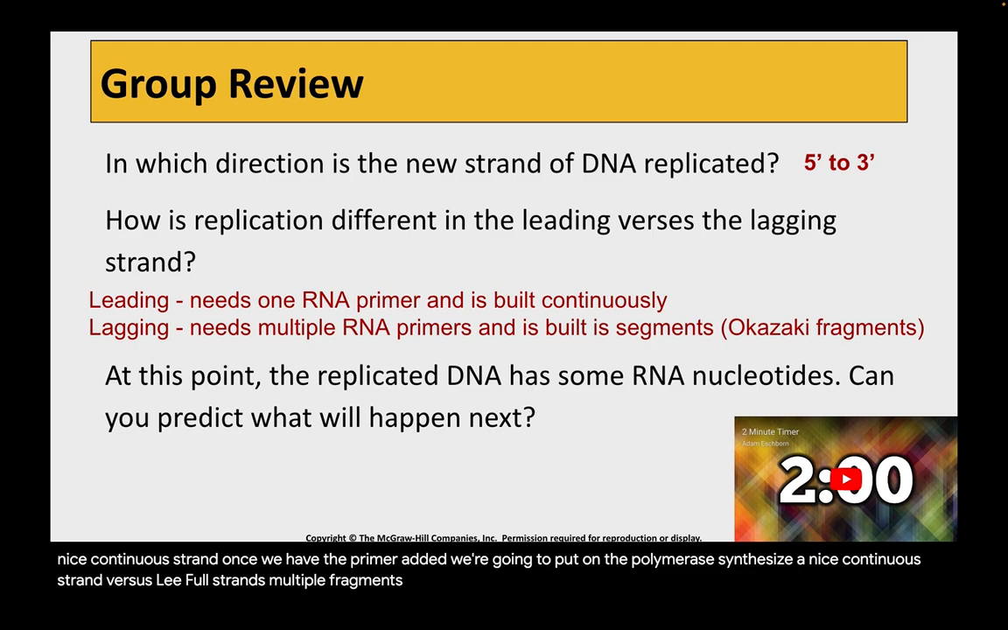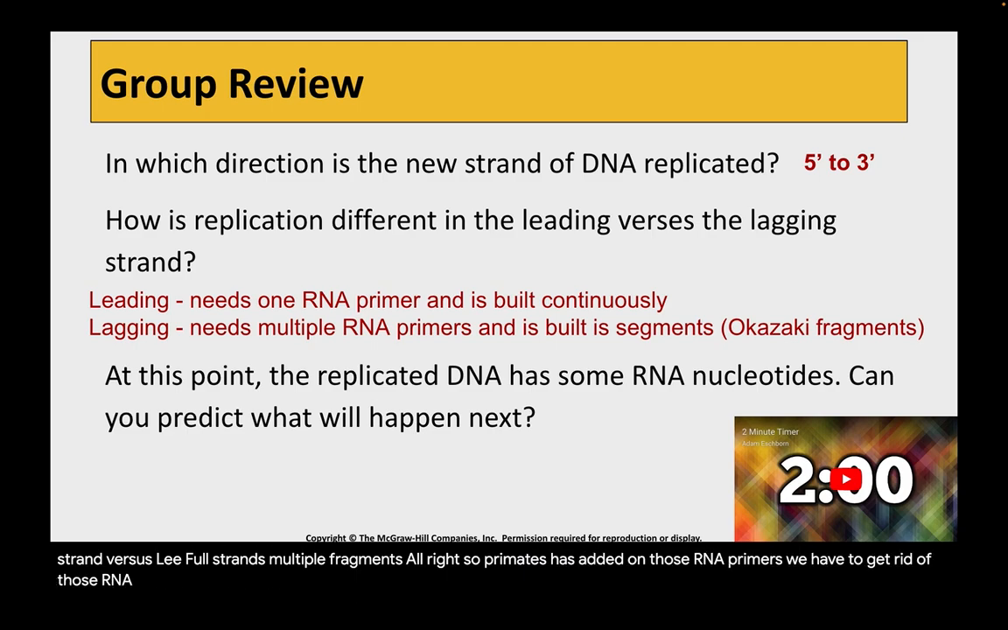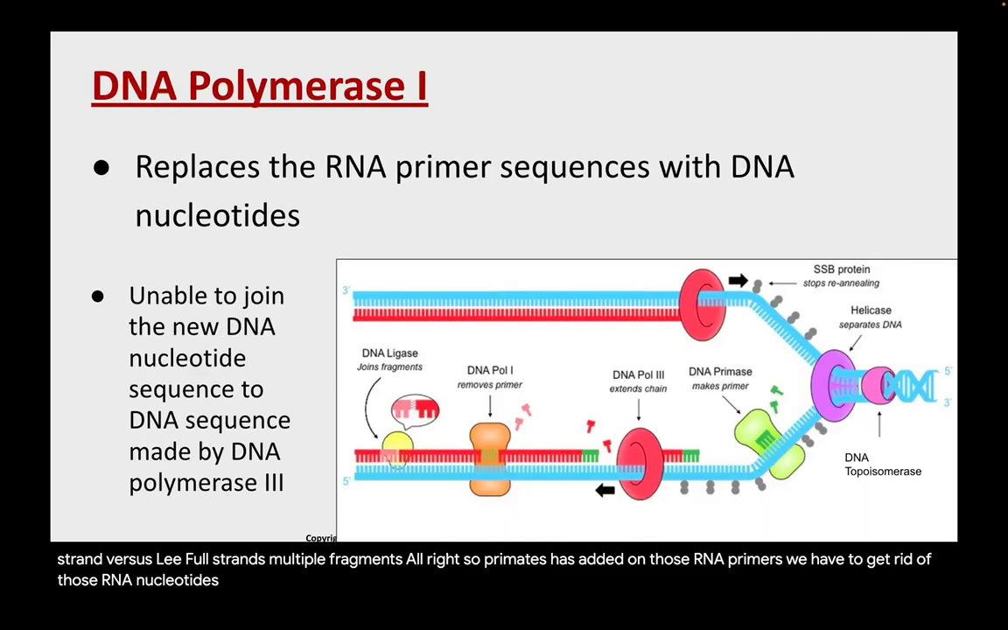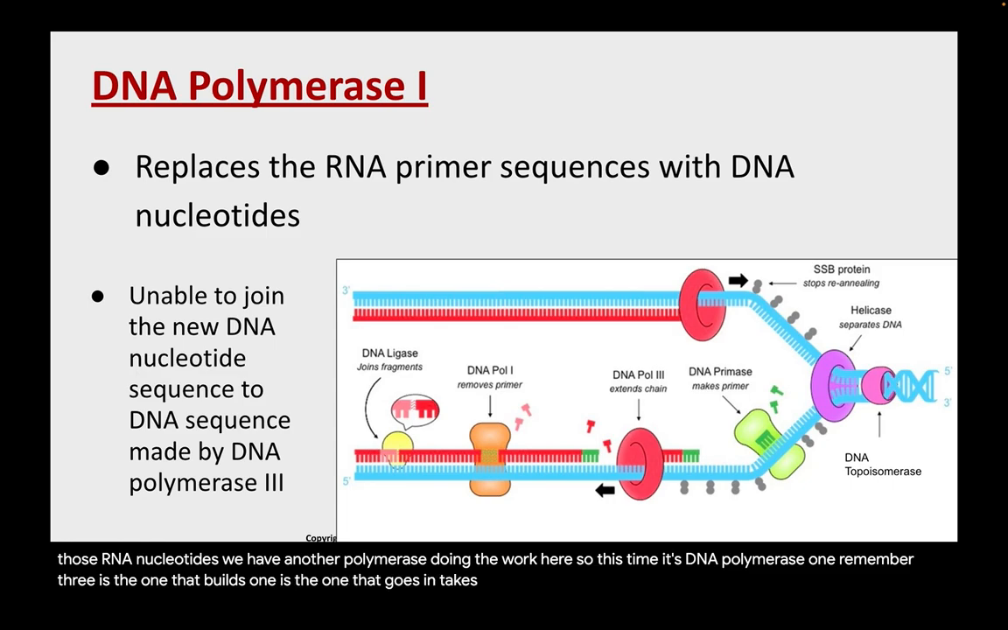All right, so primase has added on those RNA primers. We have to get rid of those RNA nucleotides. We have another polymerase doing the work here. So this time it's DNA polymerase 1. Remember, 3 is the one that builds. 1 is the one that goes in, takes away the RNA nucleotides, and adds in the appropriate DNA nucleotides.